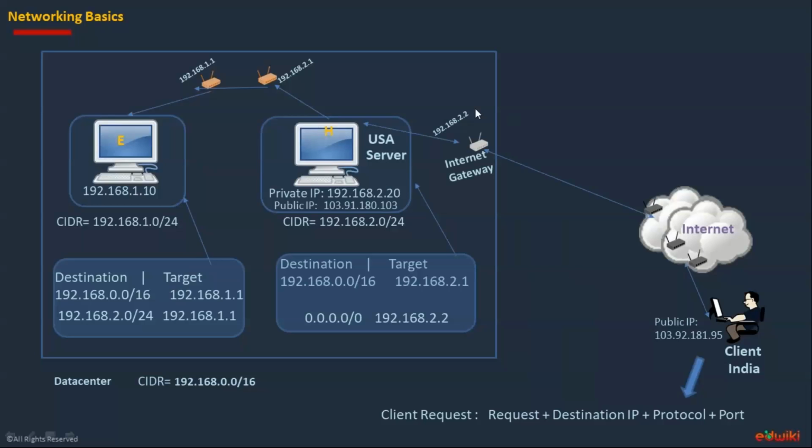Hence the reason the gateway that is actually routing the traffic from the data center to the internet is called an internet gateway. The gateway that is responsible for routing the traffic within the data center between the servers is called a local gateway.